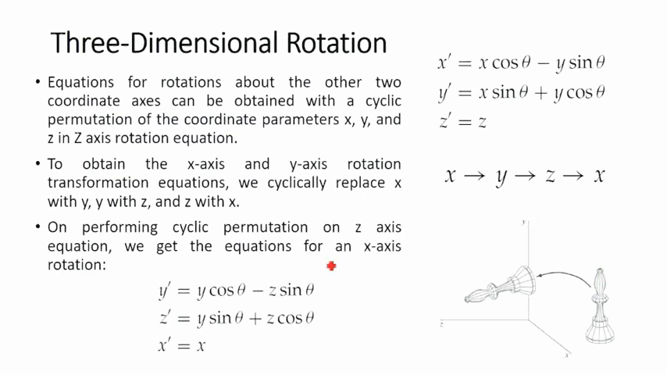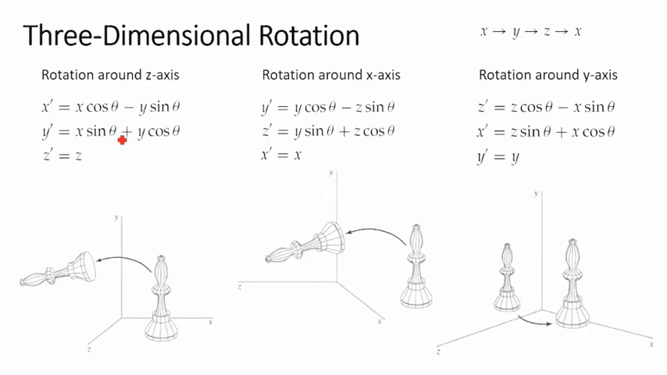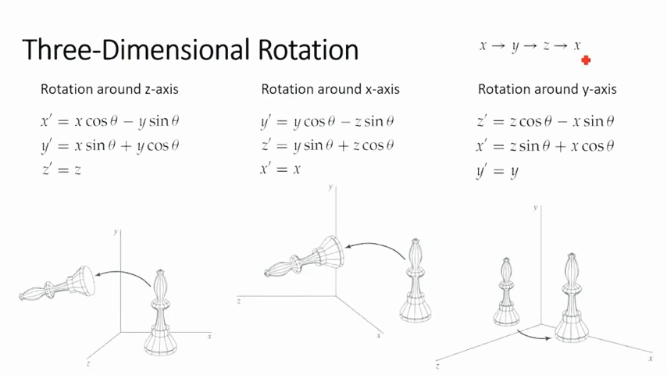Now I can perform cyclic permutation again on this equation. What I would get is y-axis rotation. So we will see all of them together. Now this was z-axis rotation, and these are the equations. I perform x to y, y to z, and z to x permutation. Once I change it using this cycle, what I get is x-axis rotation.